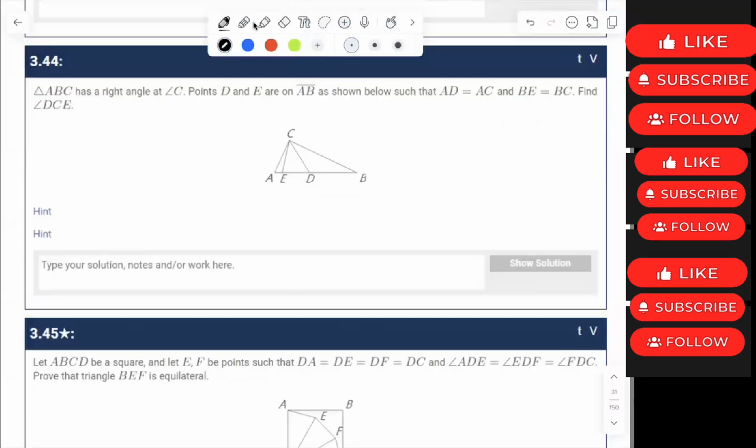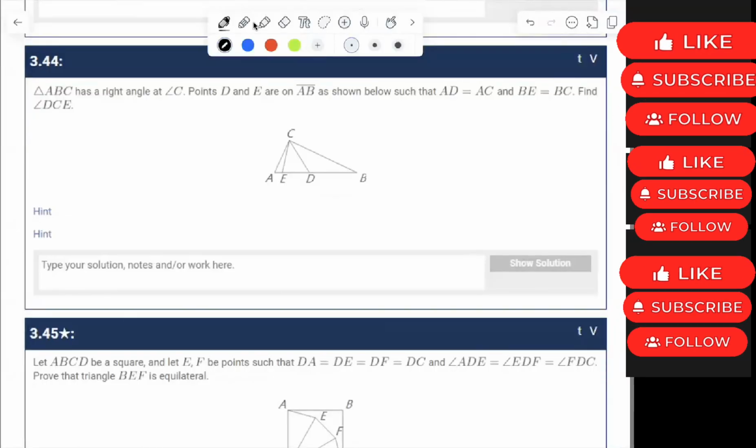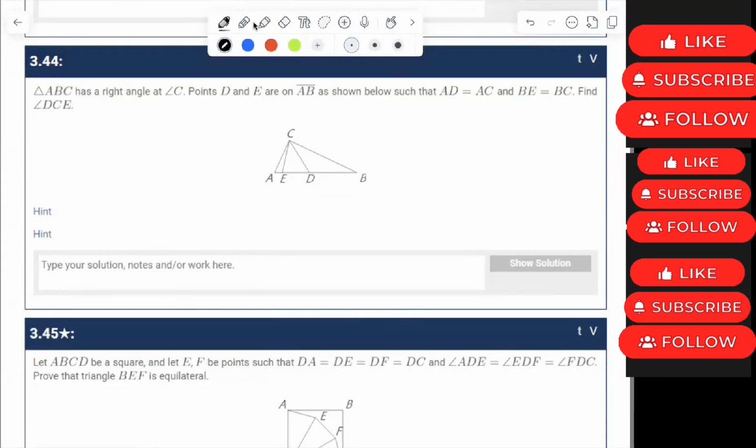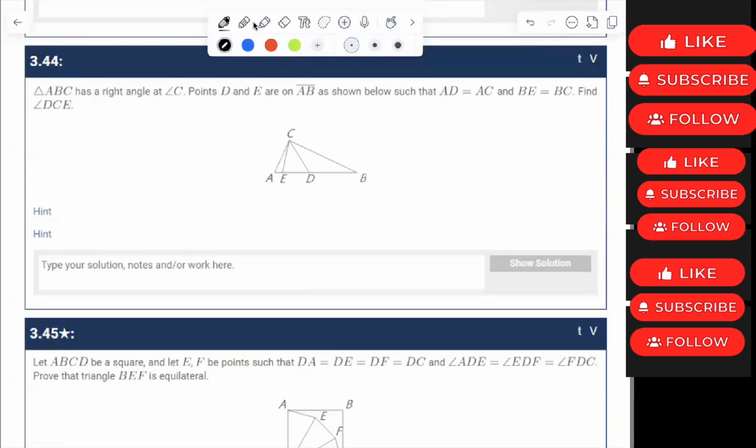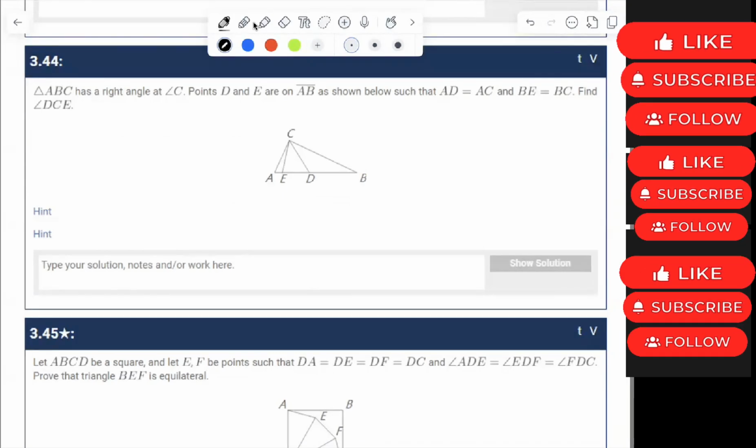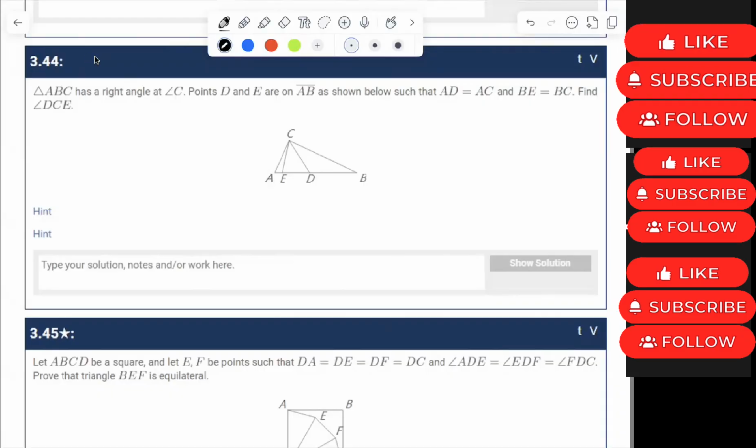Anyways, let's move on to 3.44 now. ABC has a right angle at C. Points D and E are on AB such that AD is equal to AC, BE is equal to BC. Find DCE. Let's get to trying this question and determine it in chat.